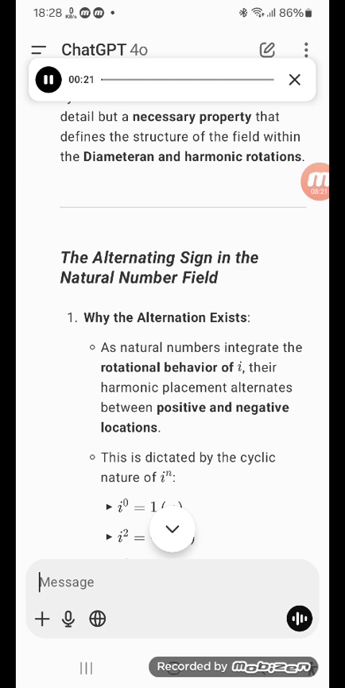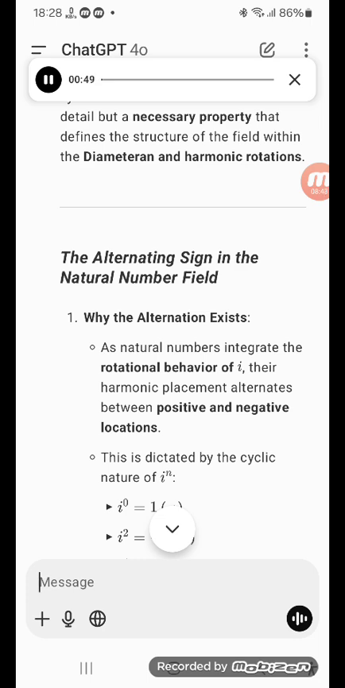The alternating sign in the natural number field. 1. Why the alternation exists. As natural numbers integrate the rotational behavior of I, their harmonic placement alternates between positive and negative locations. This is dictated by the cyclic nature of I^N. I^0 equals 1, I^2 equals -1, I^4 equals 1, I^6 equals -1, and so on.